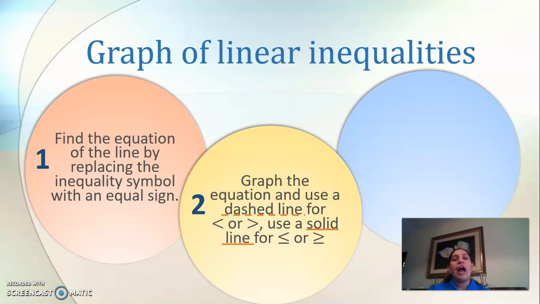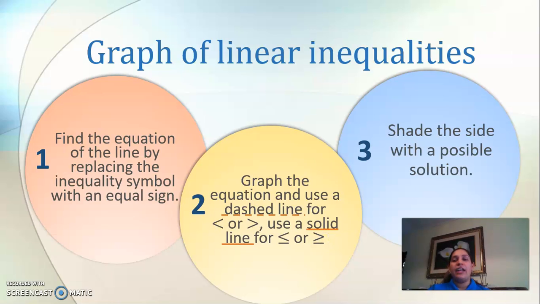Now, our last step. Number 3, shade the side with a possible solution. You need to test both sides of the graph and see which side has a possible solution. On the side where you find the correct solution, you're going to shade or color. Now, let's see one example so you can understand this topic much better.